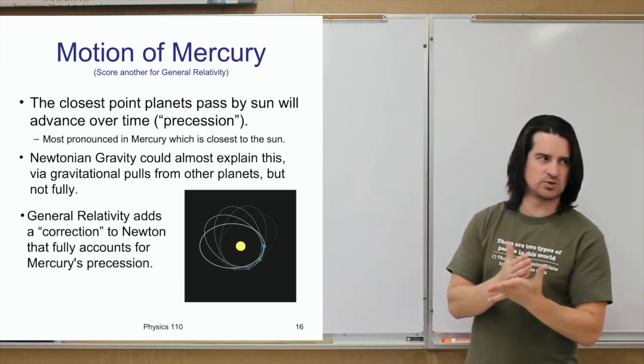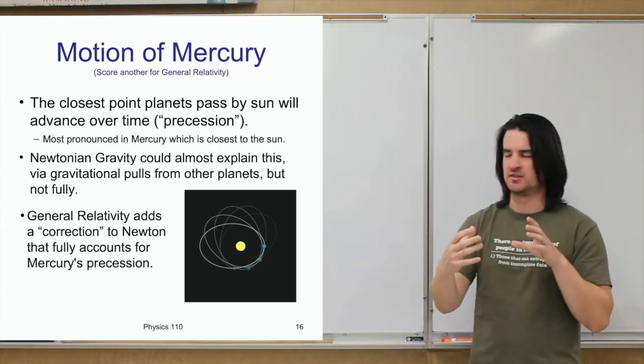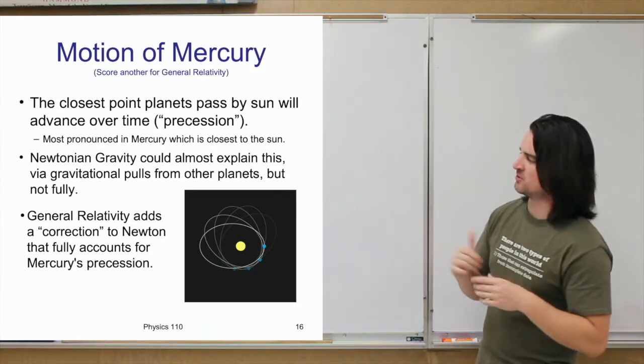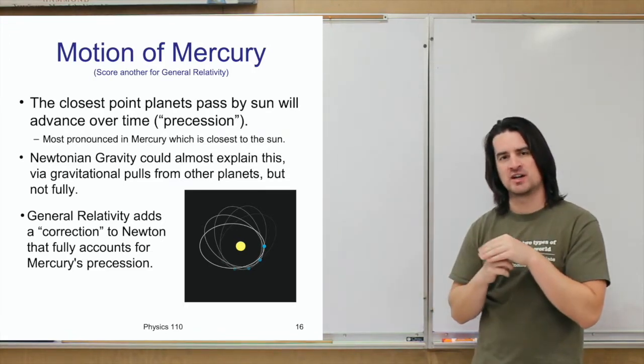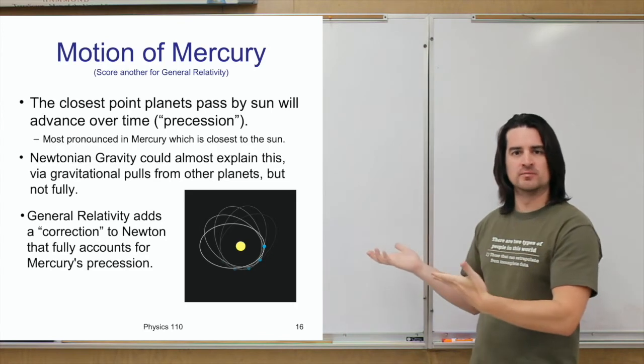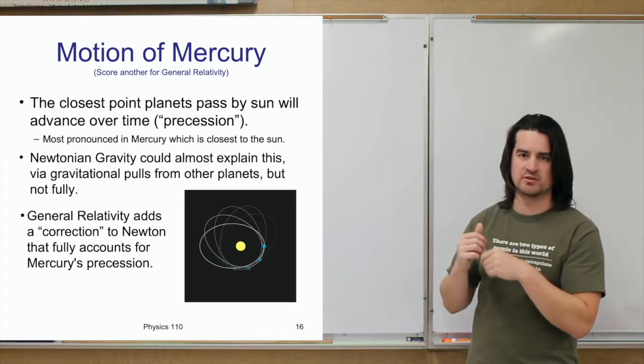It was actually a little bit short, and couldn't explain why Mercury precessed as quickly as it did. And it turns out that with general relativity, you add a correction factor to Newtonian gravity, and you can fully predict and account for the precession of Mercury.